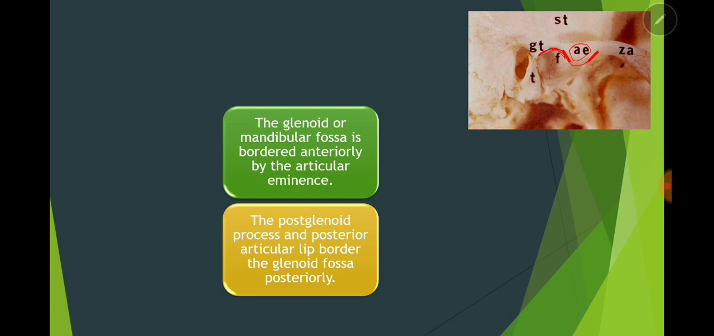And the GT stands for glenoid tubercle. Okay, glenoid tubercle, which is on the posterior surface, right in front of the ear canal. Okay, that's the ear canal. All right. So the glenoid fossa or the mandibular fossa is bounded anteriorly by the articular eminence, and the posterior glenoid process and the posterior articular lip border the glenoid fossa posteriorly. Okay, so the glenoid process or glenoid tubercle are on the posterior, and in the anterior you have the articular eminence.